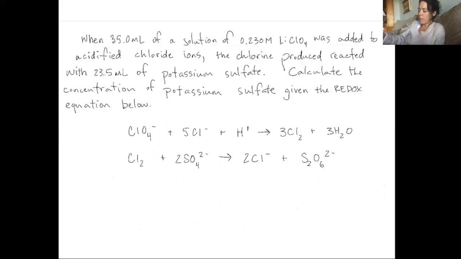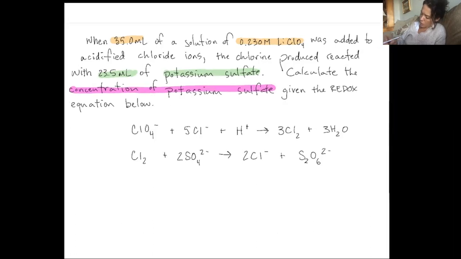All right. Okay. So when 35 milliliters of a solution of 0.230 lithium perchlorate is added to acidified chloride ions, the chlorine produced reacted with 23.5 milliliters of potassium sulfate. Calculate the concentration of potassium sulfate given the equation below.